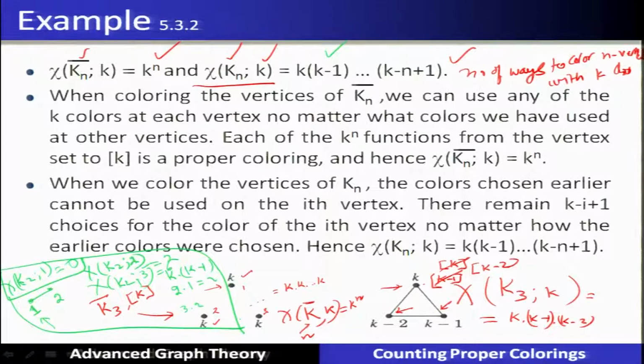So, when coloring the vertices of K n complement, we can use any of the k colors at each vertex, no matter what color we have used at the other vertex. Hence, each of these k to the n functions from the vertex set to k is a proper coloring, as we have already told. Now, when we color the vertices of K n, the colors chosen earlier cannot be used on the ith vertex. So there remain k minus i plus 1 choices for coloring the ith vertex, no matter how the earlier colors have been chosen. Hence, this particular formula we have already derived.